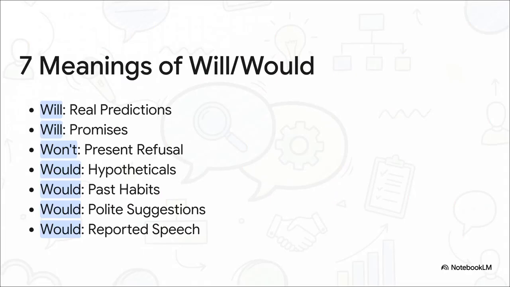But here's the thing. These 2 words are incredibly versatile. Will can make a promise. Won't can describe a system that just refuses to work right now, like when you say the script won't run. And would can talk about habits in the past, make polite suggestions, or even report what someone else said. Mastering these unlocks a huge range of expression.